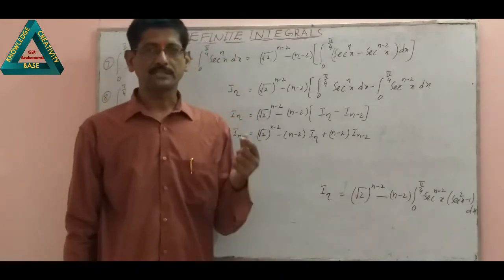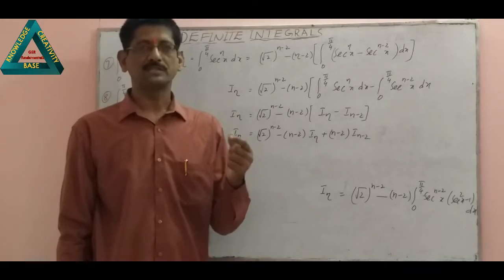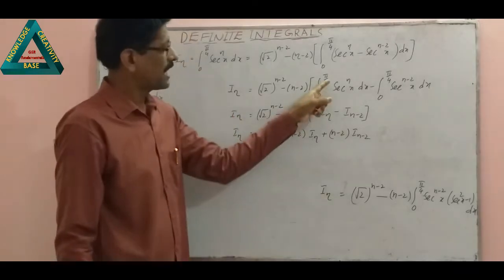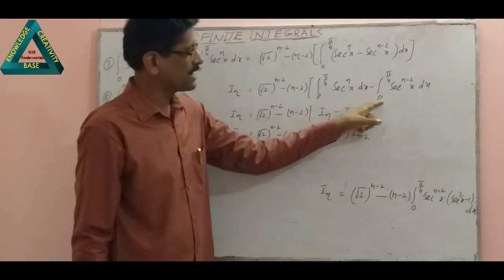In is equal to, let us consider In is equal to the integral 0 to pi by 4 secant power n x dx. So this is In minus, what is the value of this one?